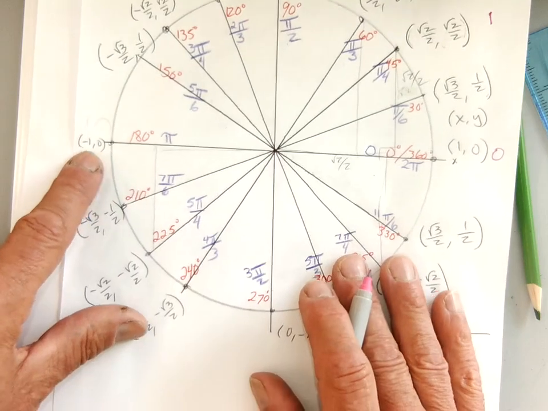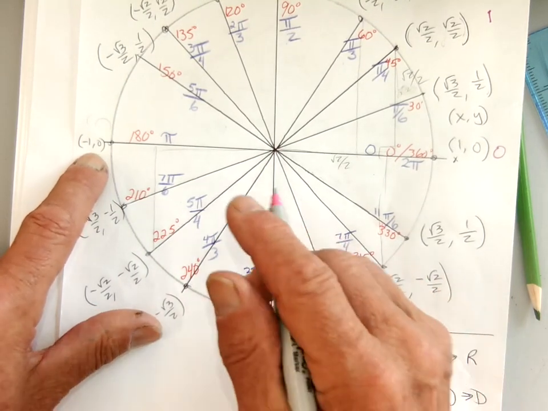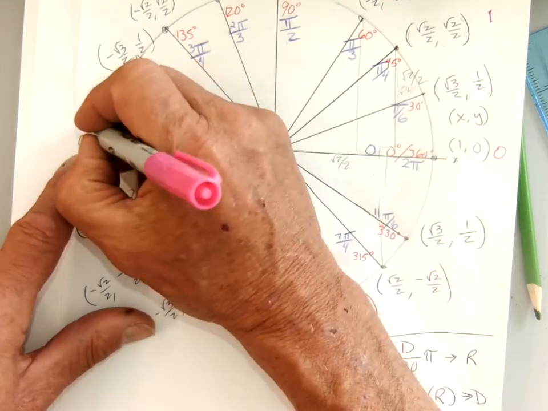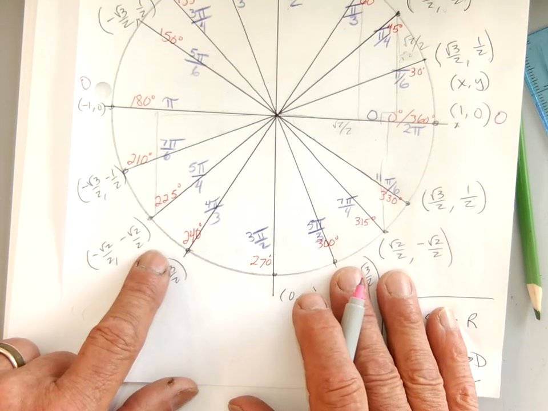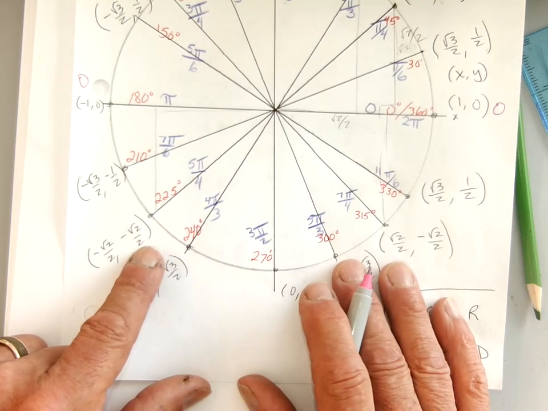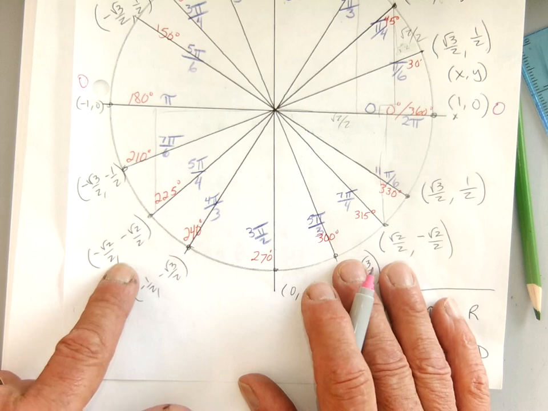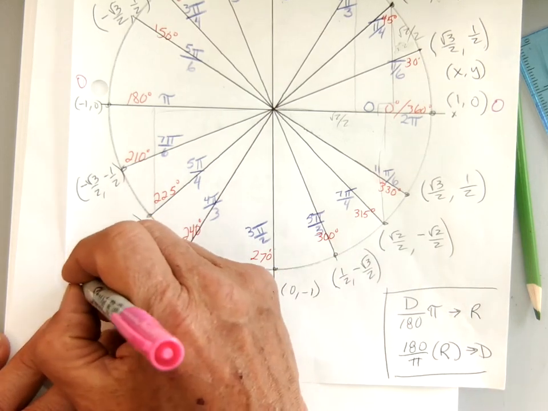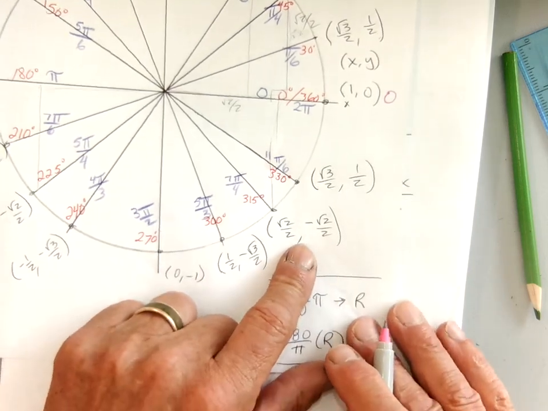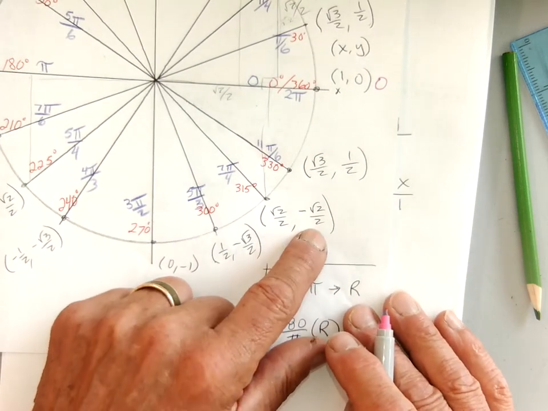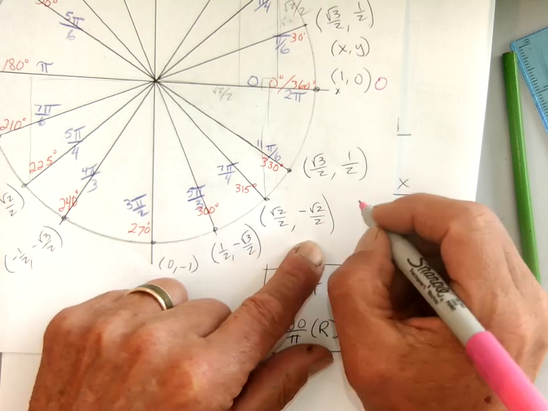Okay, here's another easy one. 0 divided by negative 1 is 0. I knew you knew that. Okay? Let's go right here at 225 degrees. Negative square root of 2 over 2 divided by negative square root of 2 over 2 is positive 1. Okay, that's my tangent value. Right here, a negative square root of 2 over 2 divided by a positive square root of 2 over 2 is negative 1. Okay, now those are the easy ones.